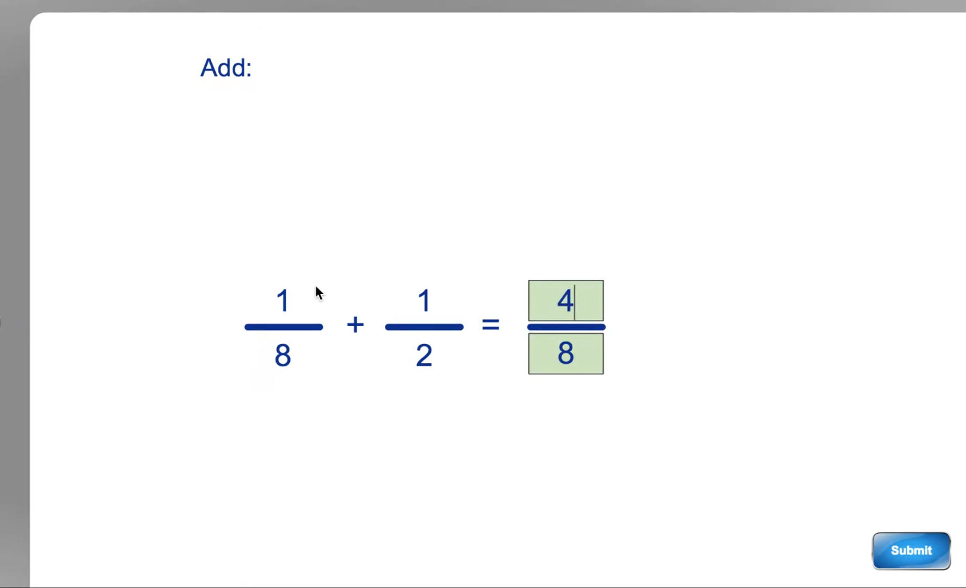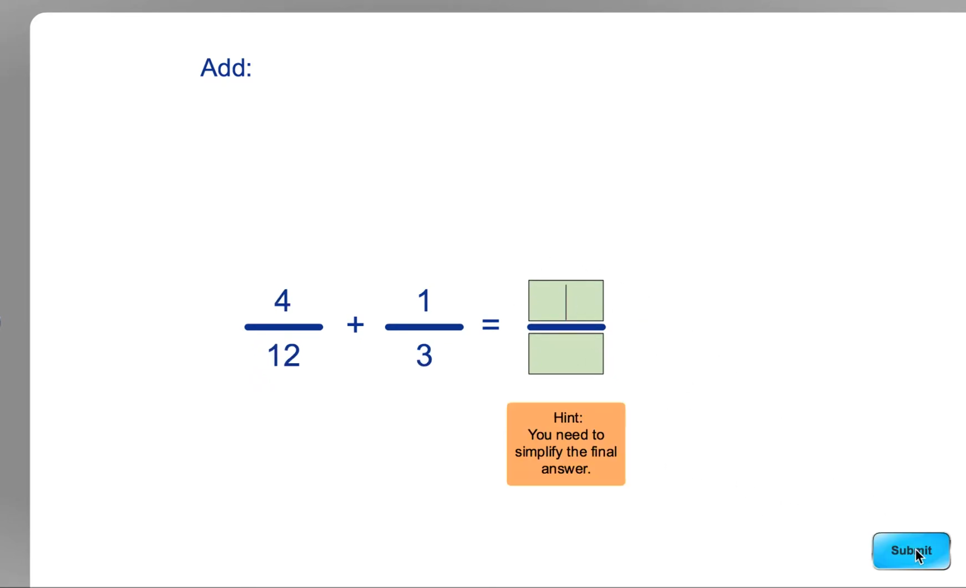Now we're just adding 1/8 and 4/8. 1/8 plus 4/8 is 5/8. The reason I'm writing the equivalent fraction here is so you can see it. You could do it on a piece of paper, or you could just know it in your head. You don't have to write it in like I am. You just have to write the answer.